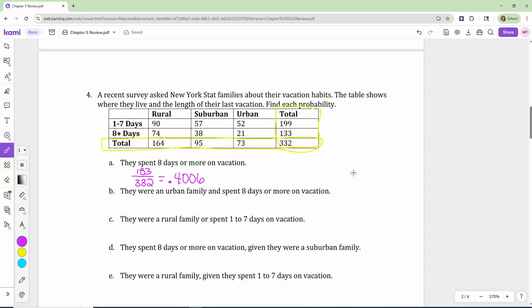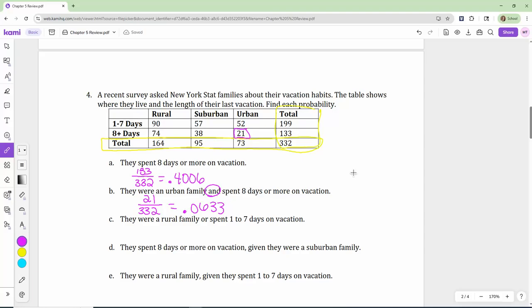B. They were an urban family and spent 8 or more days on vacation. So both things have to be true. So that would be just those 1 and 1, because I needed the and. Out of everybody. So we get 0.0633.